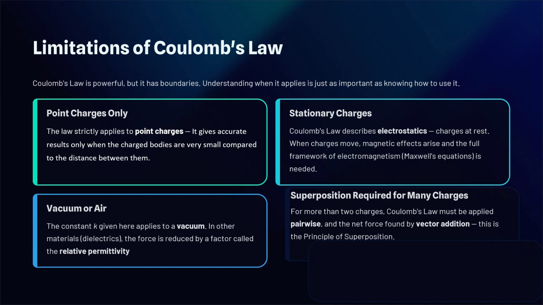And then vacuum or air. The constant K given here applies to a vacuum. In other materials, for example dielectrics, the force is reduced by a factor called the relative permittivity. For more than two charges, the net force is found by vector addition. The superposition is required for many charges. This principle of vector addition is called the principle of superposition.